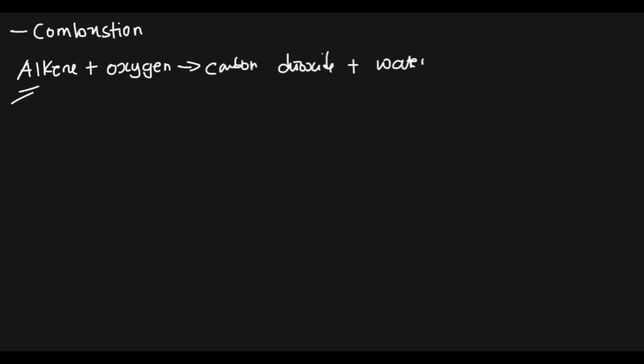It doesn't matter what kind of alkene you have used. Whether you use ethene, propene, butene, pentene, or any other, the product will always be carbon dioxide and water. It doesn't matter how many carbon atoms are in the alkene, the product is carbon dioxide plus water. This is what we call combustion. Whenever you are asked what happens if you react an alkene with oxygen, the answer should be carbon dioxide plus water.